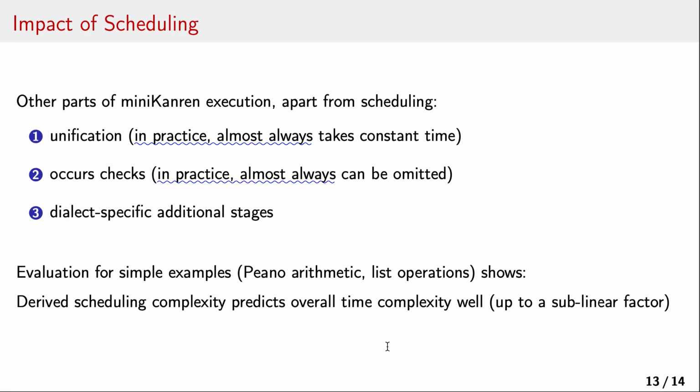There are other parts of miniKanren execution for different versions, and they should be considered on a case-to-case basis. For a sanity check, we performed an evaluation of our approach for a number of simple examples, and it showed that the scheduling complexity that we derive predicts the measured overall time quite well, at least the degree of the polynomial.